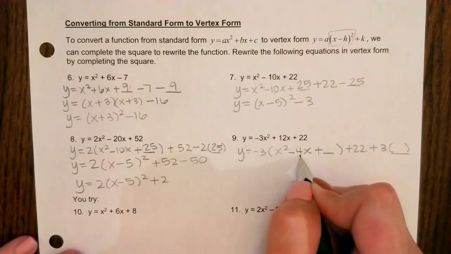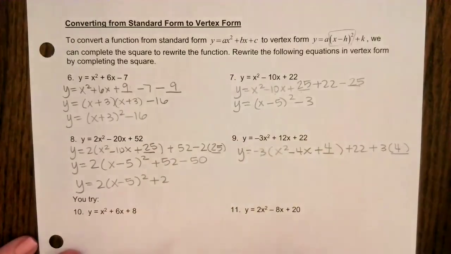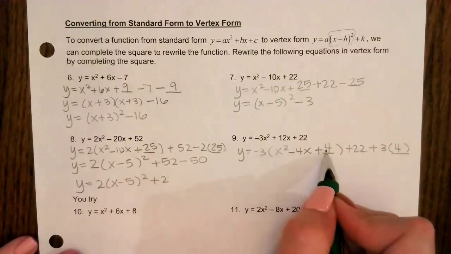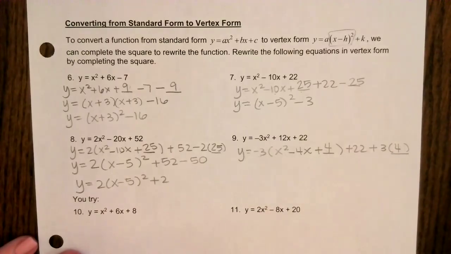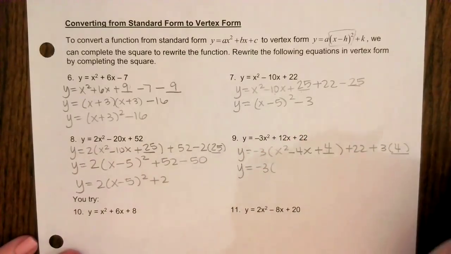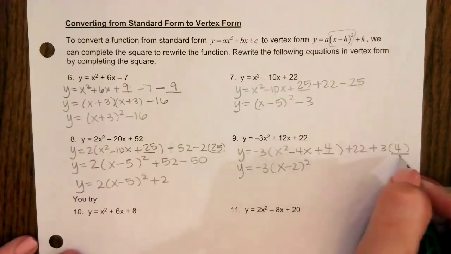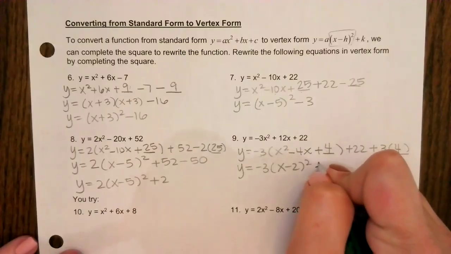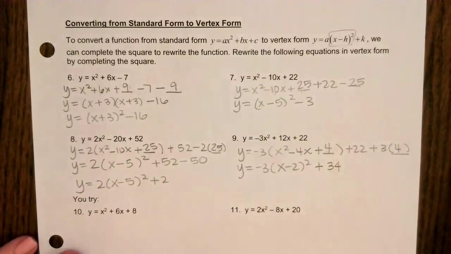We take the middle term, divide by 2. So negative 4 divided by 2 is negative 2. Squared is a positive 4. So over here, we've just done negative 3 times 4, which is negative 12. Here we're doing a positive 12, so they undo each other. Now I'm ready to factor. So that's x minus 2 squared. 22 plus 12 gives me a 34. So I'm in my vertex form.